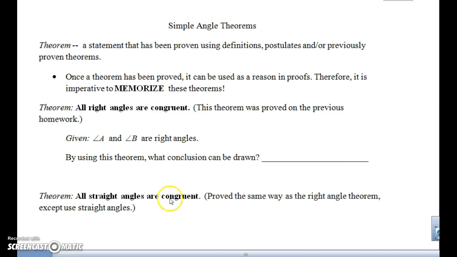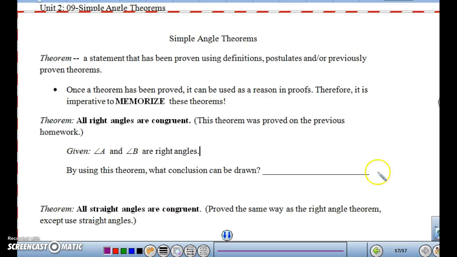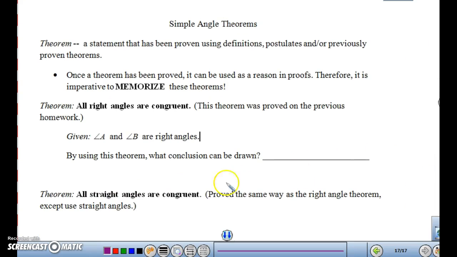Now the same thing can be said about straight angles. We can also say that all straight angles are congruent. It's basically proved the same way. Instead of using right angles, though, we would say straight angles. So the measure is 180, so their measures are equal. So if we have two straight angles, we can automatically say that they are congruent.